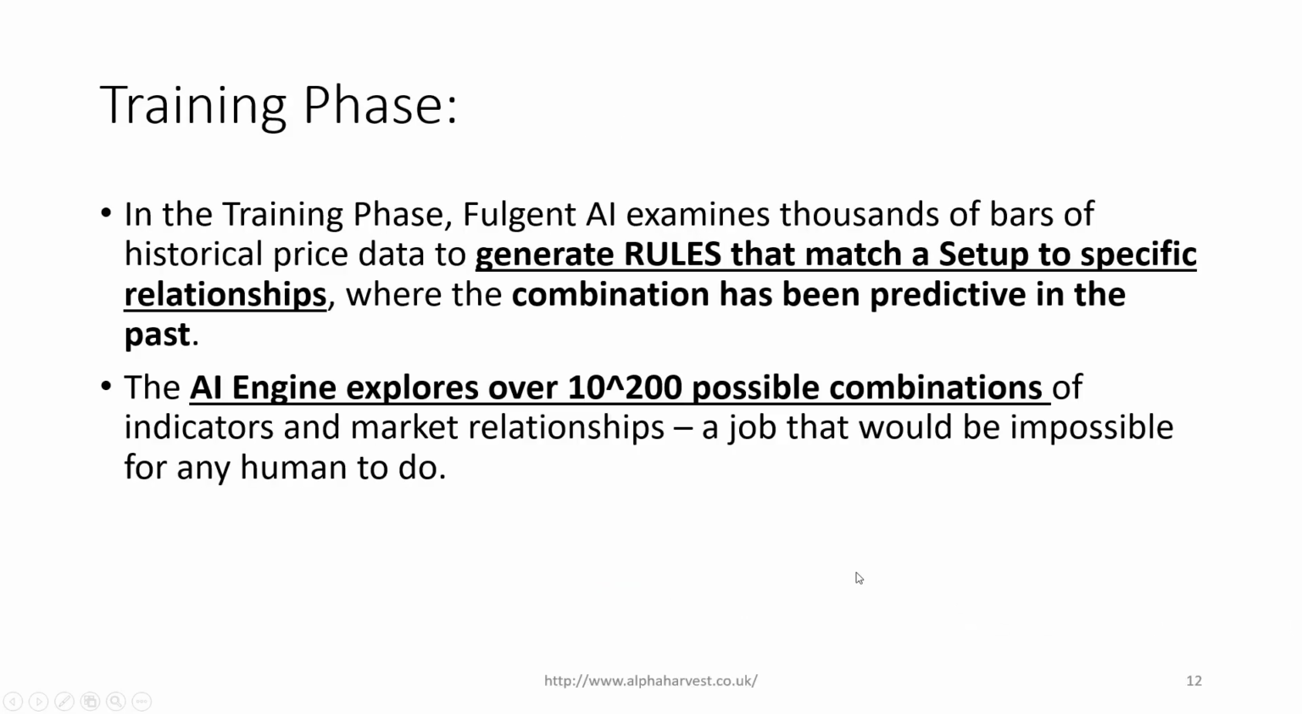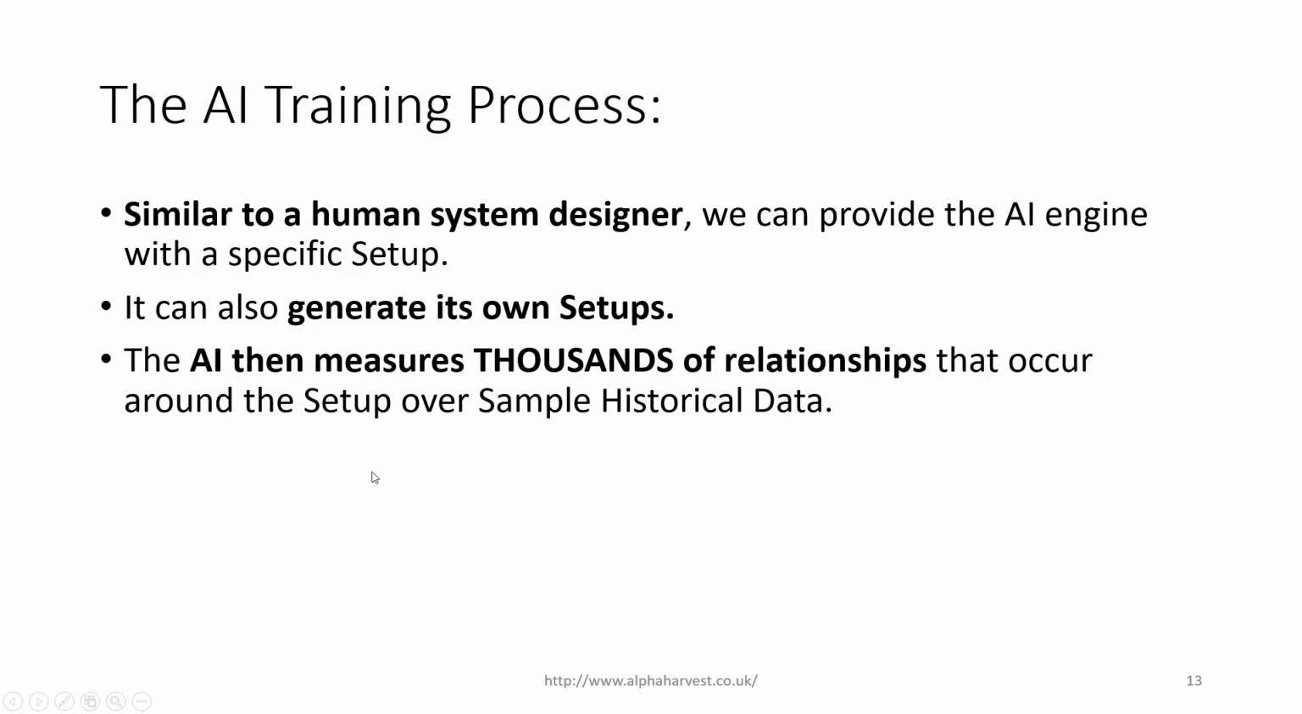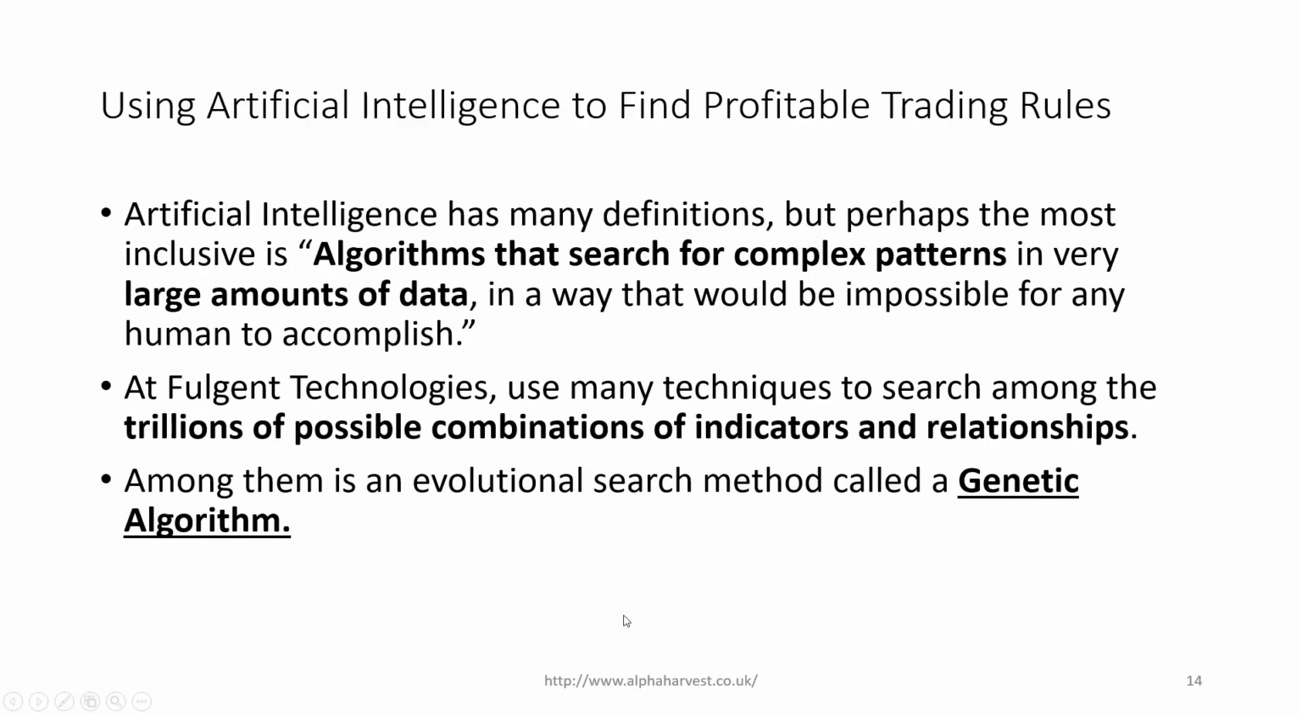In the AI training phase, it generates rules that match a setup to a specific relationship where this combination has been predictive in the past. So it finds those high probability trades. It's very similar to a human systems designer, but now the AI is generating its own setups and measuring thousands of different types of relationships. The algorithm is searching for complex patterns in a very large amount of data that have a high probability of predicting a significant move in a stock, for example. That's basically what genetic algorithms do.